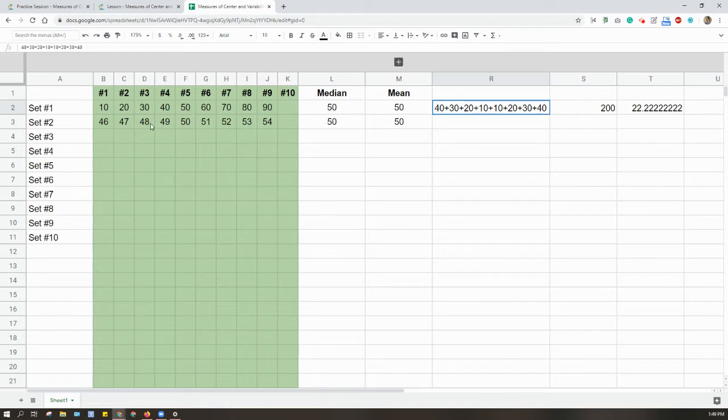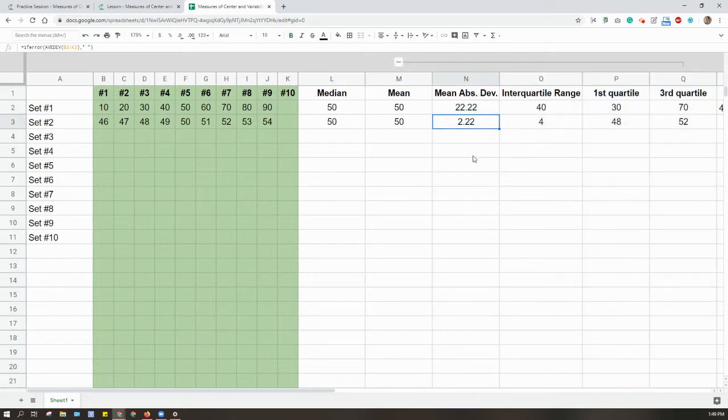So if we do the same thing for this one, all of these numbers are a lot closer to the average. 46 is a lot closer to 50 than 10 is. 47 is a lot closer than 20 is. We add all those together, we're going to get a lot different number. And sure enough, that mean absolute deviation is only 2.2 repeating.